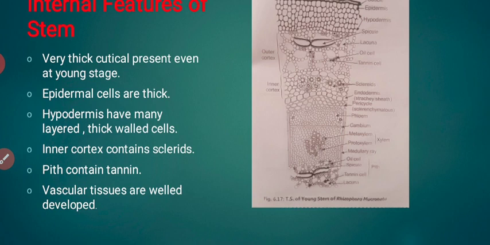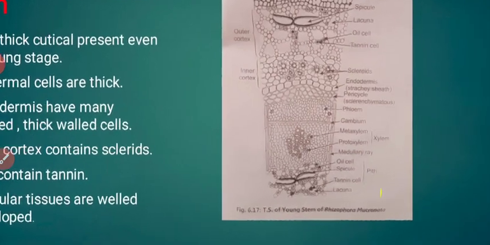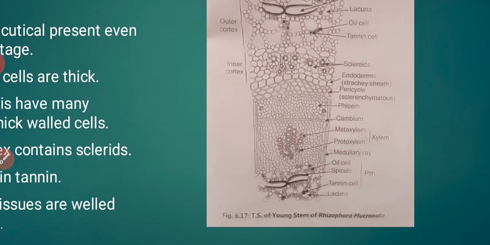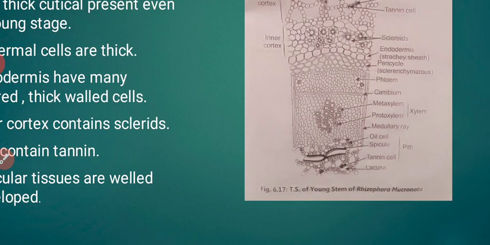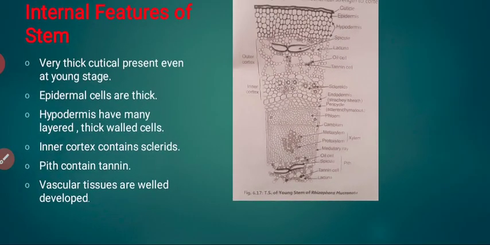The vascular bundles are very well developed. The vascular tissues exist in two forms, xylem as well as phloem, and the xylem consists of metaxylem and protoxylem. The vascular bundles are very well developed, meaning xylem and phloem are not scattered; they are present in a proper arrangement.